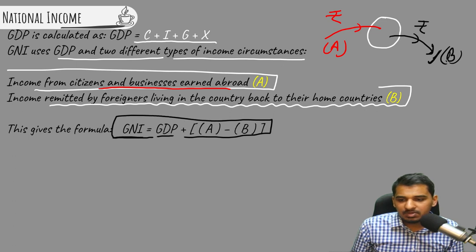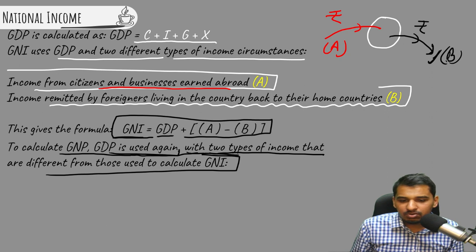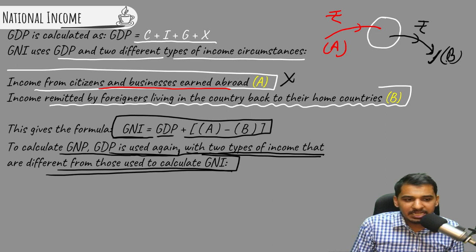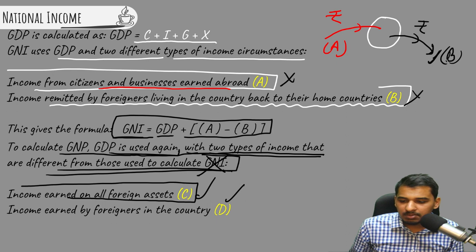Similarly, in case of GNP, GDP is used again with two types of income that are different from those used to calculate GNI. This A and B will not be used. In case of GNP, there will be C and D, another type of income: income earned on all foreign assets, and income earned by foreigners in the country.